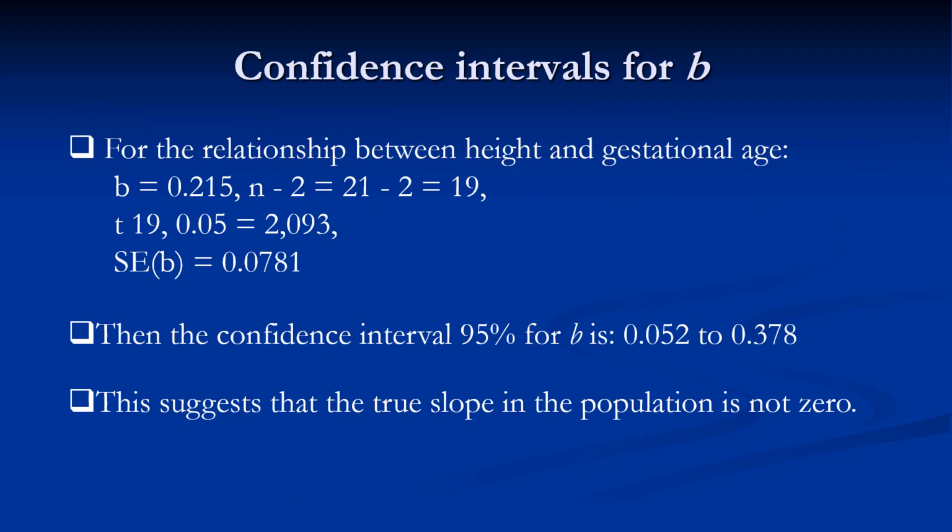Apply the formula. We are able to calculate the 95% confidence interval for b. Since this interval does not contain 0, we know the true slope of population is not 0. Because lower limit is greater than 0, we can have 95% confidence that the slope is at least 0.052. We have 95% confidence that for every unit increase in gestational age, the height increases at least 0.052 centimeters.